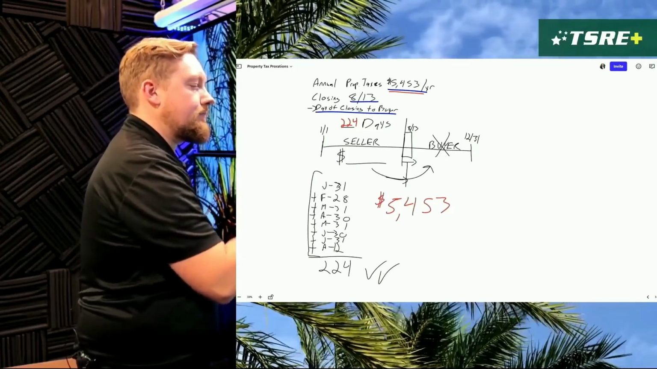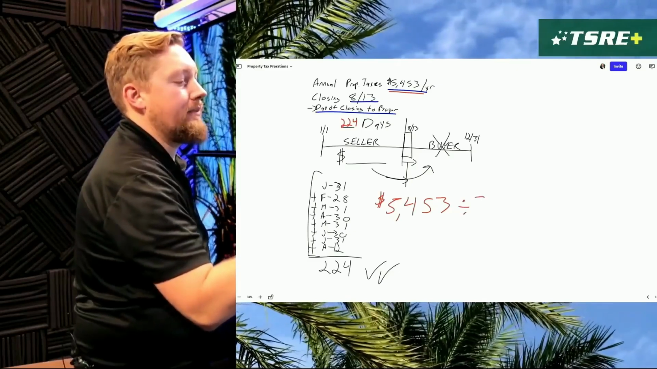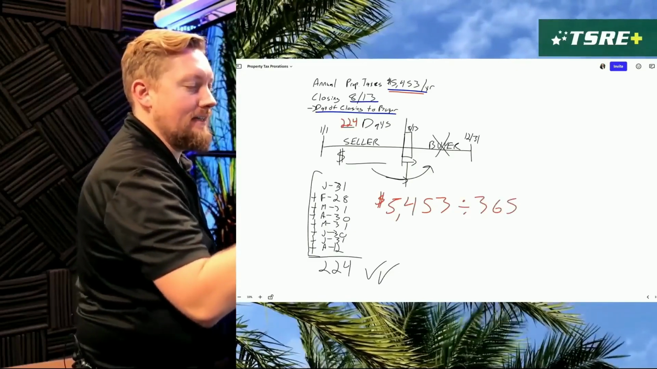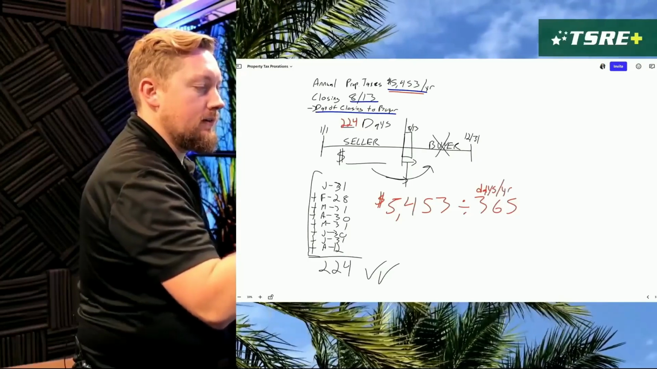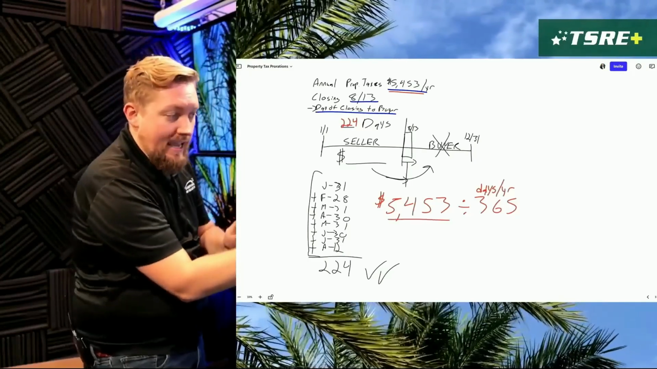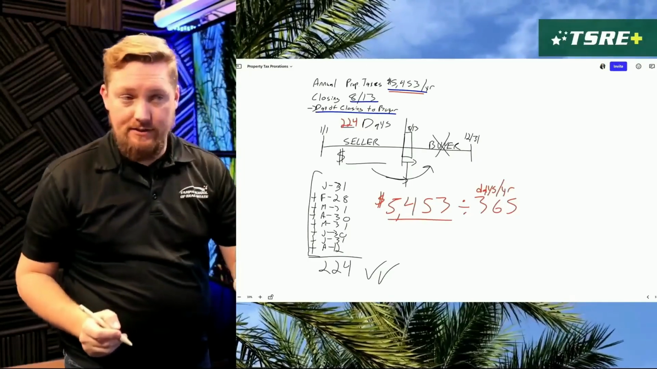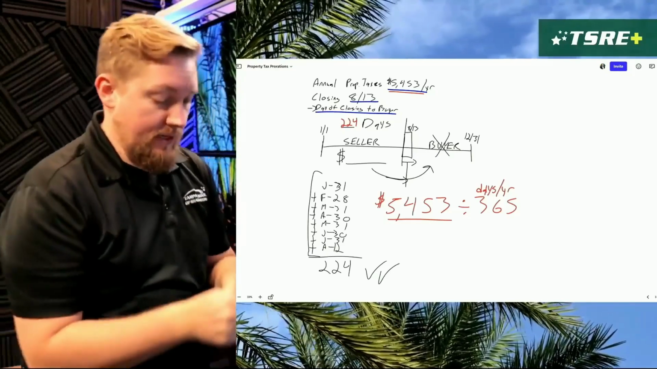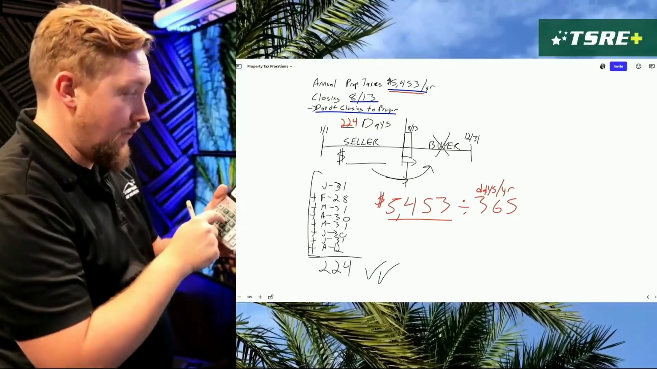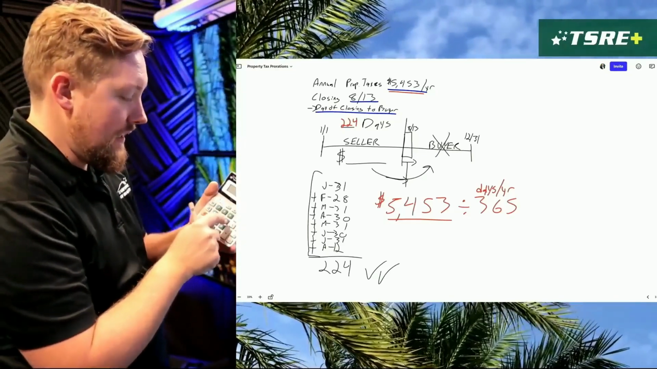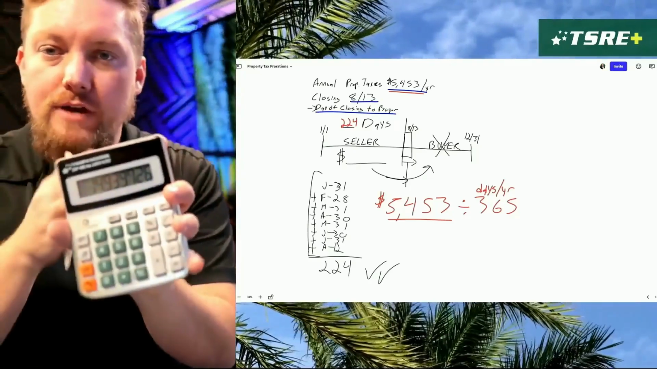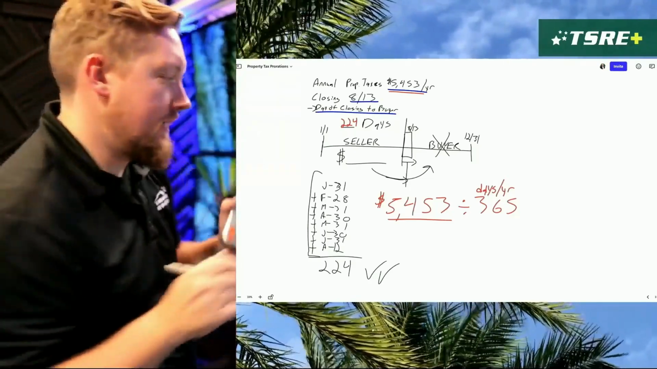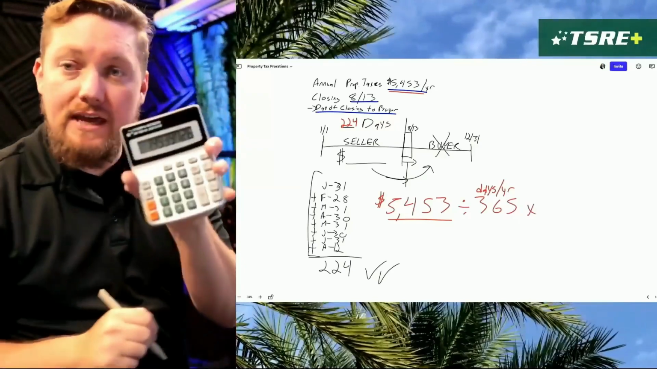$5,453, dividing that by 365 days in a year, because this is an annual number, the $5,453. So we break that into 365 to get our daily rate, 5453 divided by 365. And again, do not round. Save your rounding until the very end. So you're just going to leave that in your calculator.